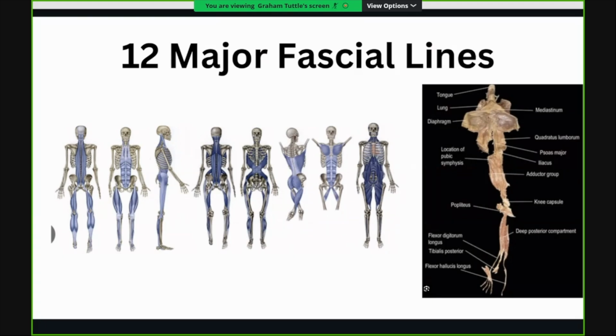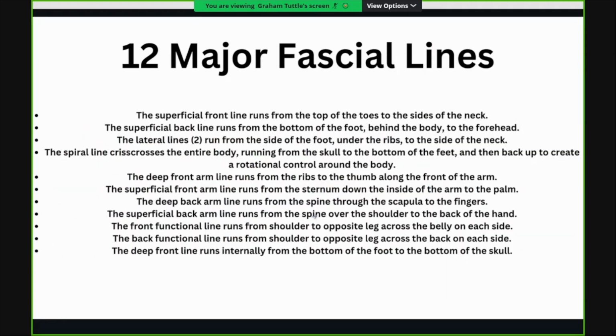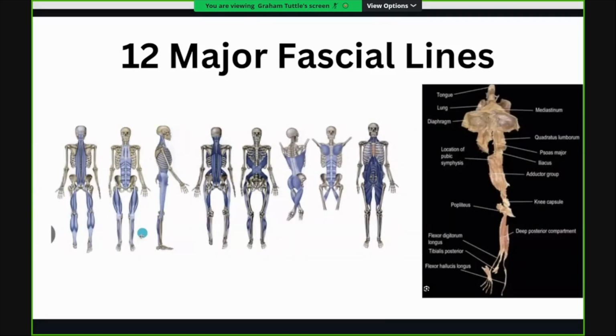Now, I'm going to read this and we'll come back to the picture, but this is a horrible picture. There's a superficial line that runs from the top of the toes to the side of the neck, the superficial front line. That would be this one right here. It goes along the front of the toes all the way up to the top of the neck. So this is the front of your body.